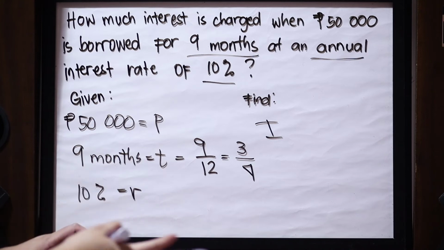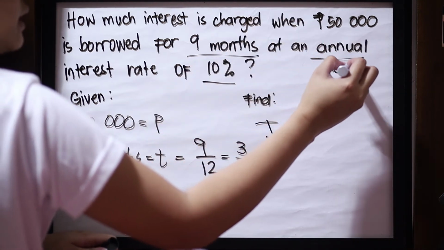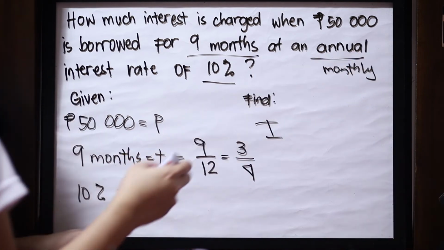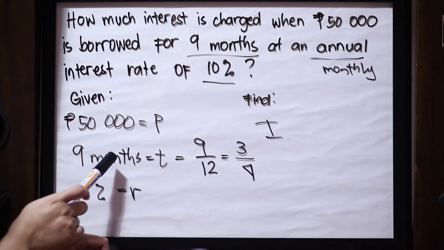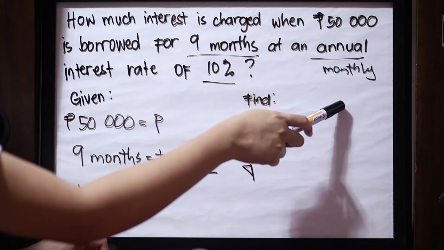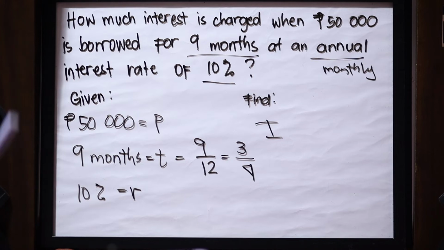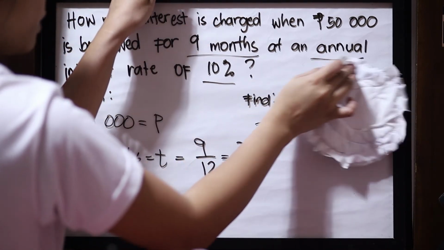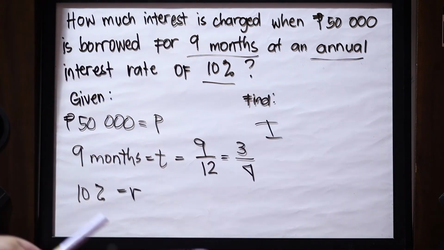Ngayon, if in case lang naman, ang nakalagay dito instead of annual ay monthly, then, dahil monthly yan, pwede mo nang hindi baguhin, kasi naka-months yung time niya, tas yung rate mo din ay monthly. Pero kung hindi nakalagay yung monthly, erase this one. Kung annual lang nakalagay, then that's the time we have to change. Pero kung monthly nakalagay, edi you retain it as it is.